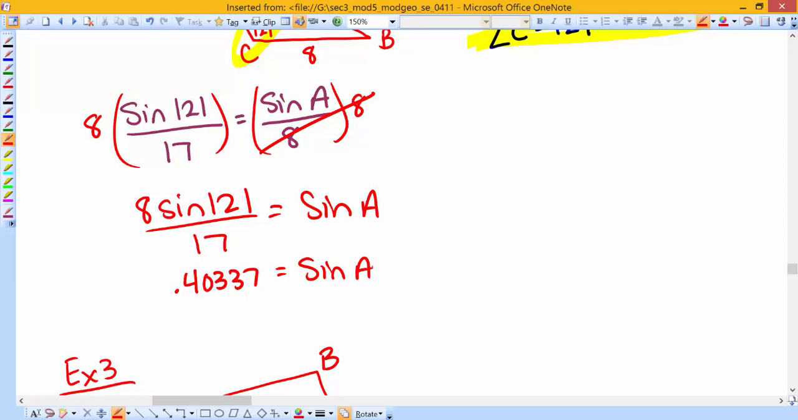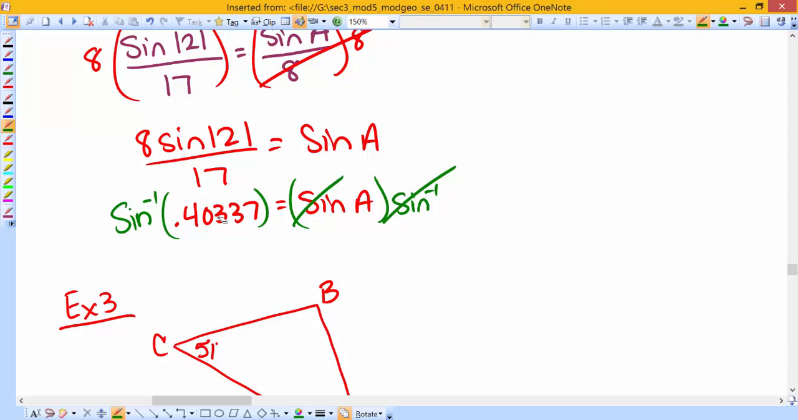Now I need to find an angle. And we went over this with the right triangle trigonometry. I don't want this sine here, so I need to undo sine. To undo sine, you have to take the inverse of sine. Here I'm going to take the sine inverse, and the sines undo each other, and angle A is the sine inverse of 0.40337. So I have this decimal in my calculator.